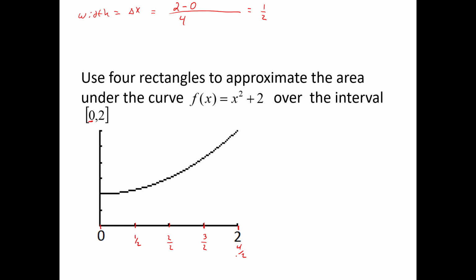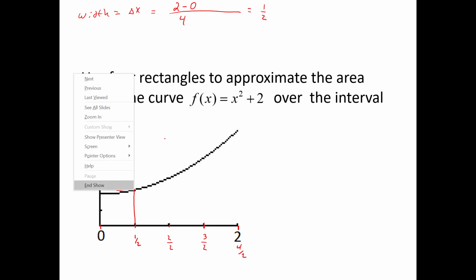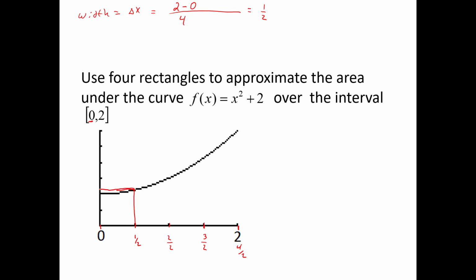To find the height of our rectangle, to keep it simple and easy to follow along, we're going to use the right endpoint. So for the first rectangle, we're going to stick the 1/2 into the formula, go up to the curve, and then we'll cut across. And there's our first rectangle. For our second rectangle, we're going to take our right endpoint, go up to the curve, and there's our second rectangle.